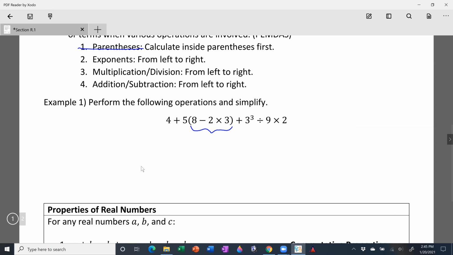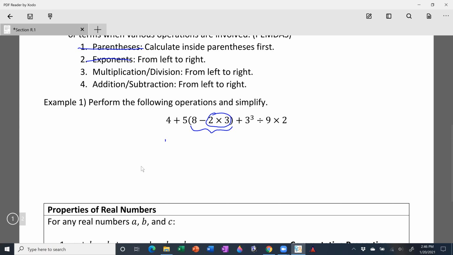Okay, inside the parentheses, are there any exponents? No. Okay, are there any multiplication and division? Yes. Okay, so we have 2 times 3. Okay, it's very tempting when you're looking at this, and this is why people argue about these. 8 minus 2 is very tempting to want to do that right now. But based on the order of operations, we have to do the 2 times 3 first.